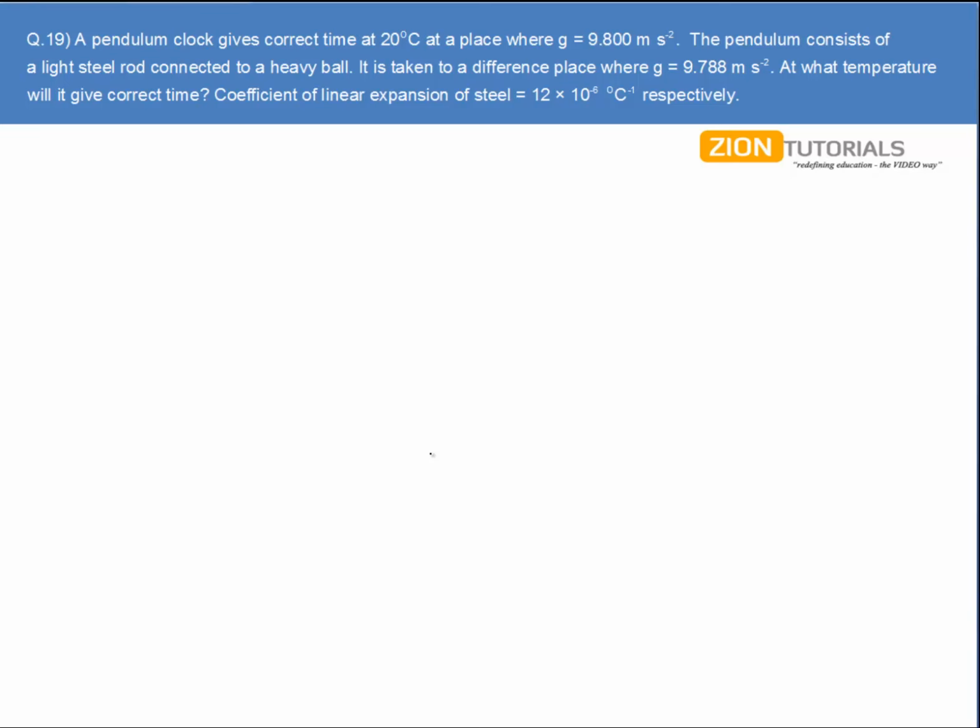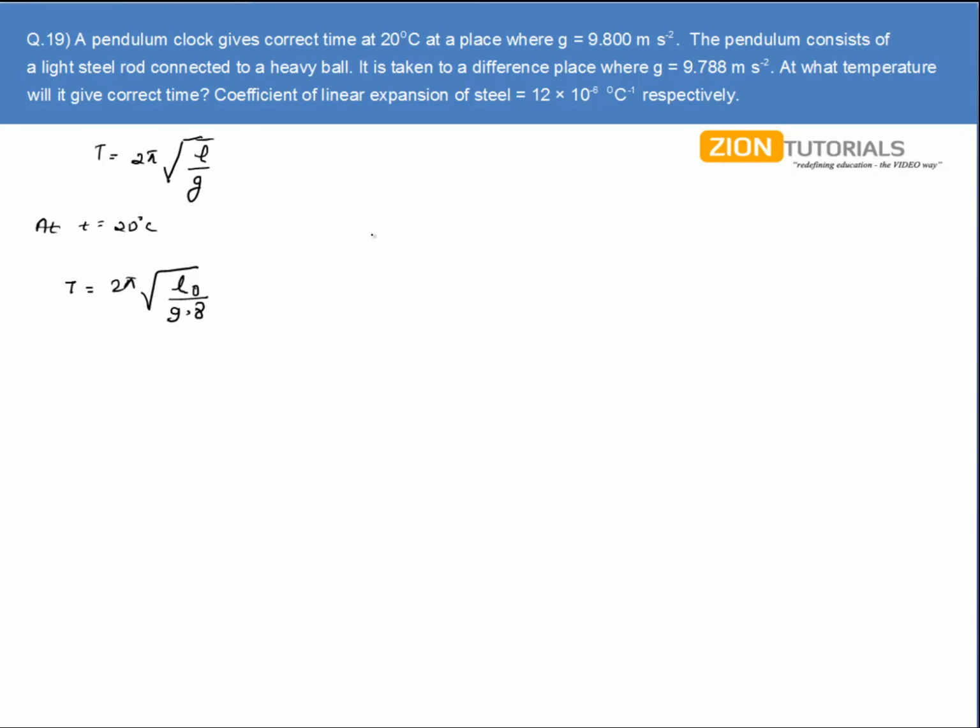Okay, so the coefficient of linear expansion of steel is given to me. Now, first of all, we know that the time period of a simple pendulum is given by this formula, where L is the length of the string and g is the acceleration due to gravity. So initially at temperature 20 degrees Celsius, it is giving correct time. Let the correct time period be T is equal to 2 pi under root of initial length, that is L naught, by 9.8. Alright, now after that it is taken to a place where g is 9.788.